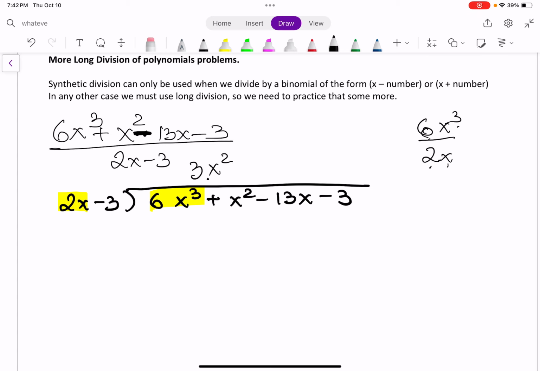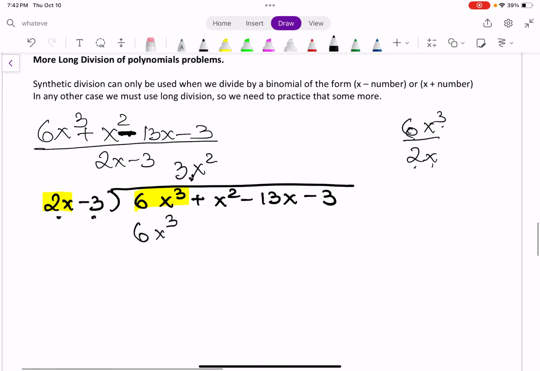Okay, now take this number and multiply it to both. 3x squared times 2x is 6x cubed. 3x squared times 3 is -9x squared. And again, see how nicely the powers are lined up, the x cubes and the x squares. It has to be that way so you can combine like terms. So these 6x cubes go away. The 1x squared plus 9x squared is the 10x squared.